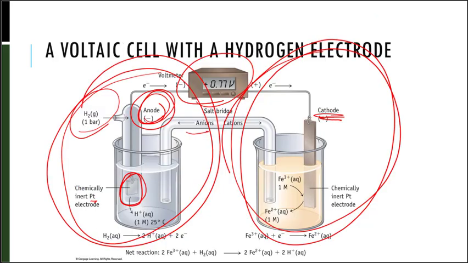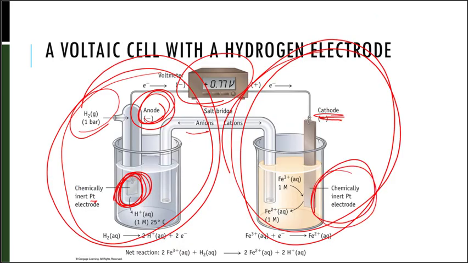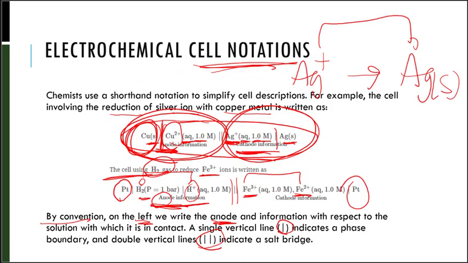We have our platinum electrode, which we have here on the left. Then we show our hydrogen, which went from hydrogen gas 0 to plus 1. It's the anode. It's been oxidized. And then we have our salt bridge. And then we show that our Fe3+ was reduced to Fe2+. And again, we show that chemically inert platinum electrode on the far right.